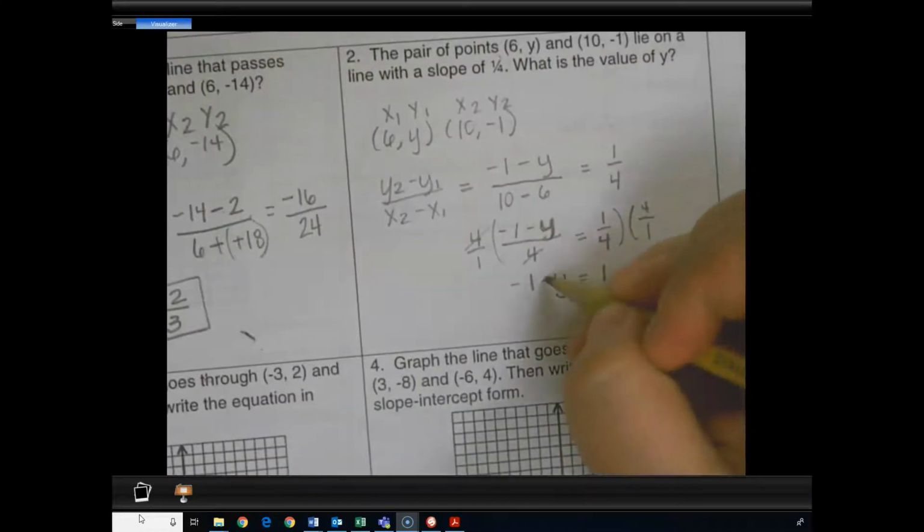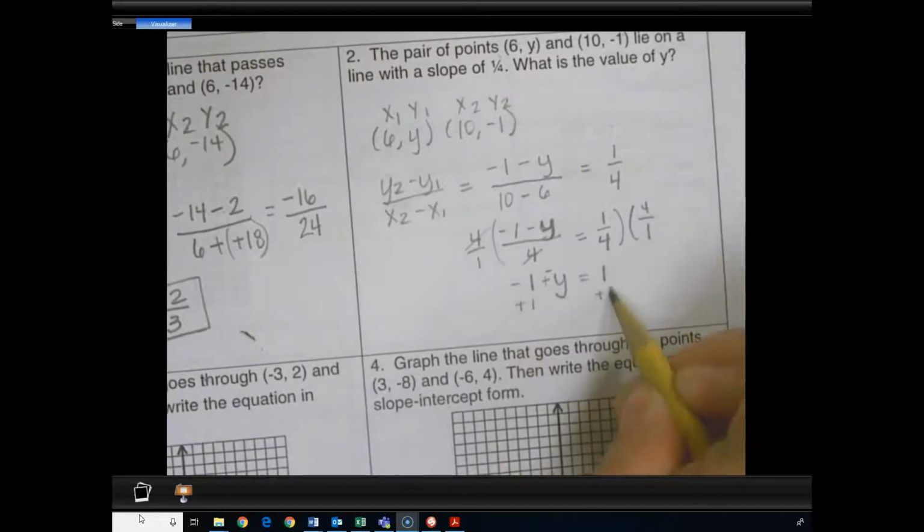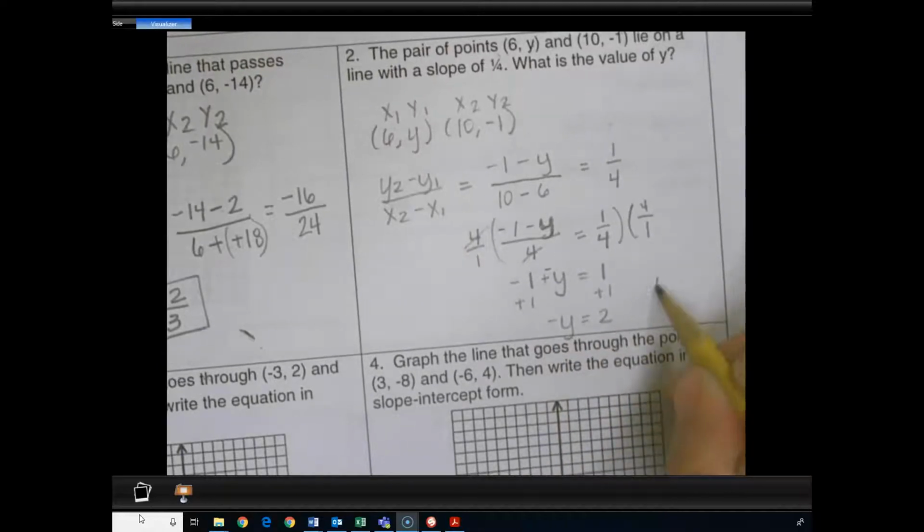Add a line, change of sign. So now I'm going to add 1 to both sides. So negative y equals 2. So y equals negative 2.